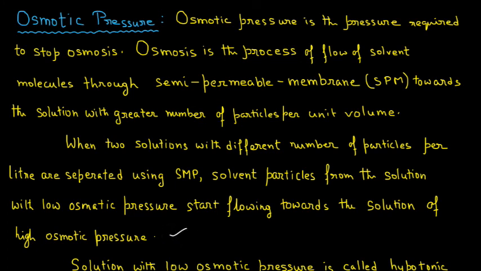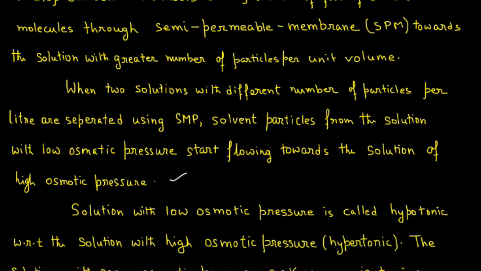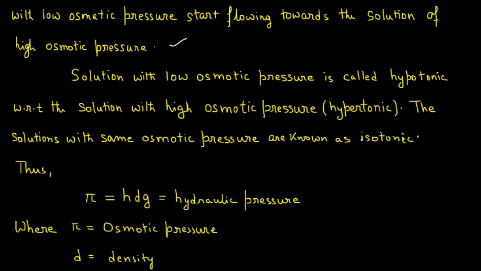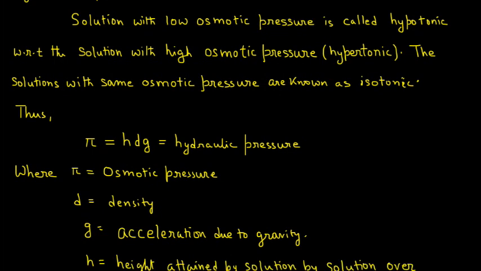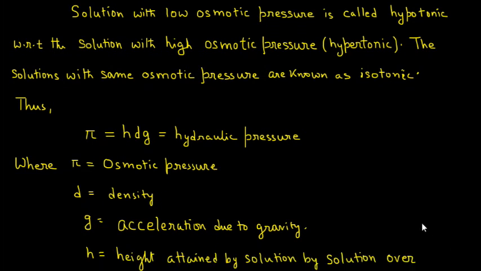So this is the self-explanatory thing we have written in the notes. So just read carefully and listen, you can automatically understand the thing. So solution with low osmotic pressure is called hypotonic with respect to the solution with higher osmotic pressure, which is known as hypertonic. The solutions with same osmotic pressure are known as isotonic.